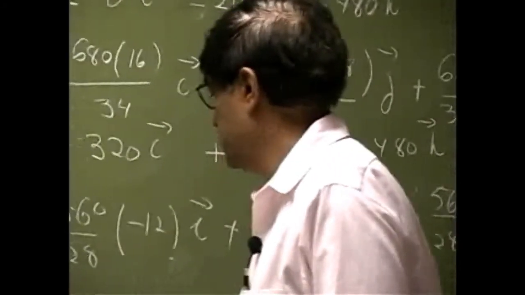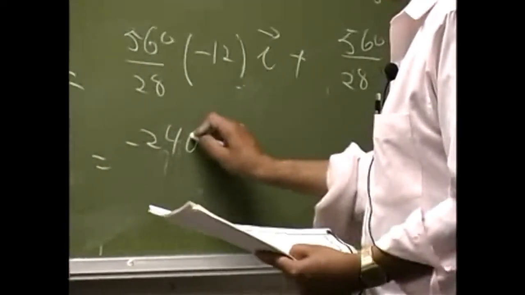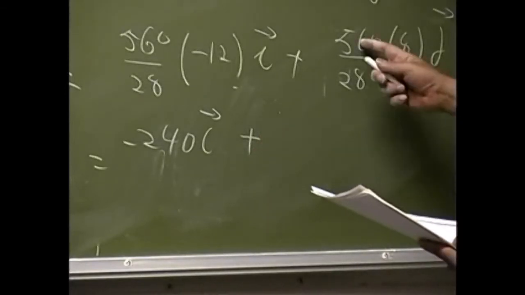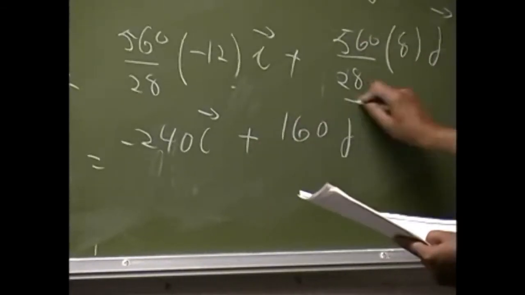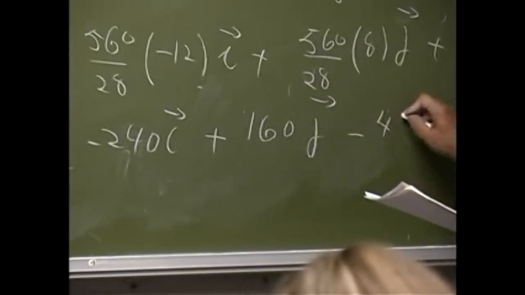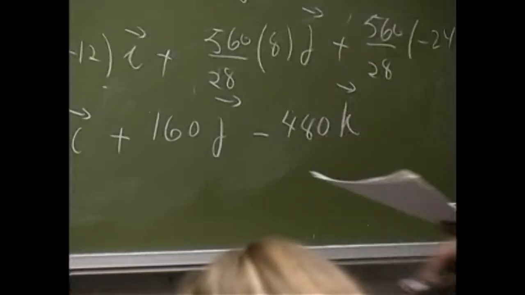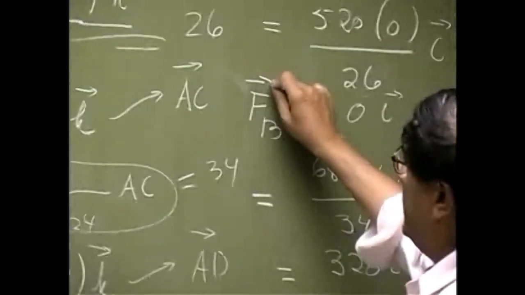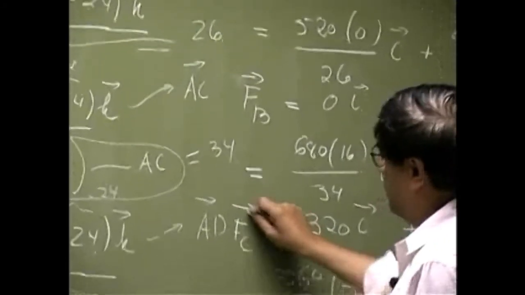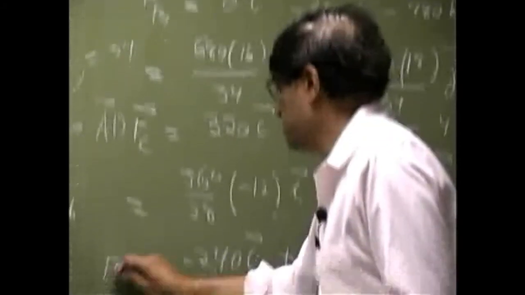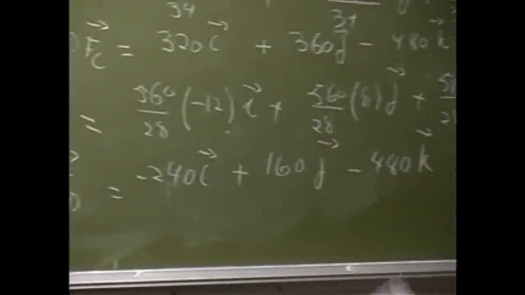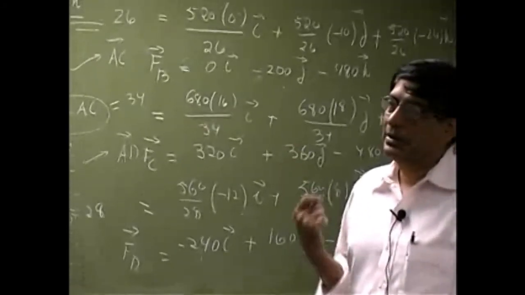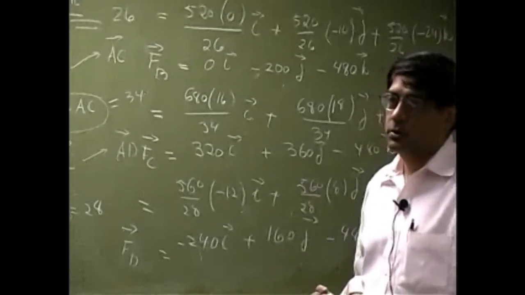Then the last one will be negative 240 of i plus 160 of j negative 480 of k. So this one is the force Fp, this one is the force Fp, and this one is the force Fp. So basically, after going through all this work, you managed to write each force in vector form.